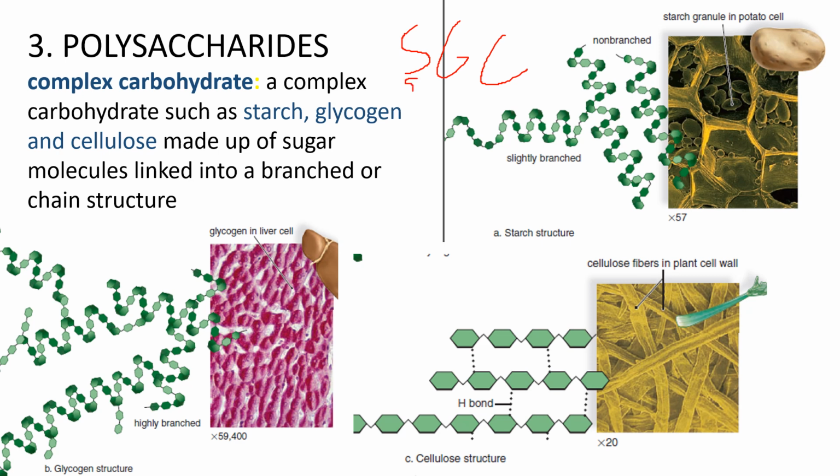S for she, G for got, C for a call. So hard. I hope this can help you to better remember these terms. She got a call. These are the different types of polysaccharides: the starch, the glycogen, and the cellulose.